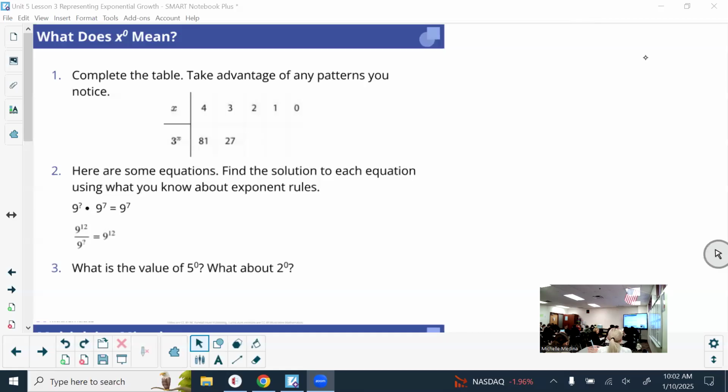Okay, who thinks that they filled out the table correctly? Based on the patterns you noticed.